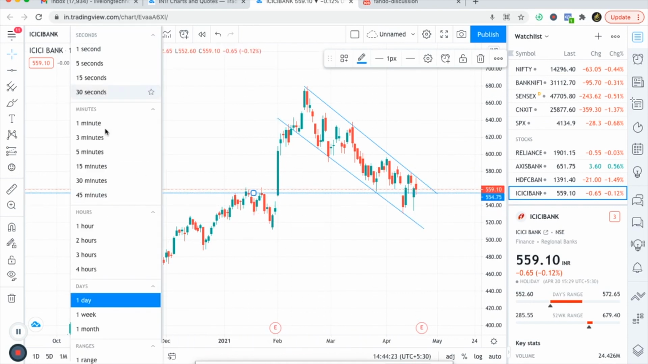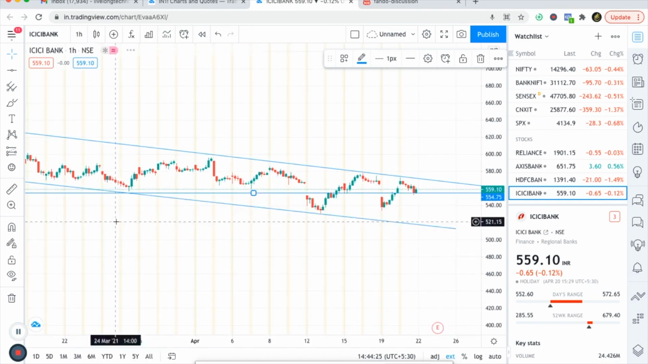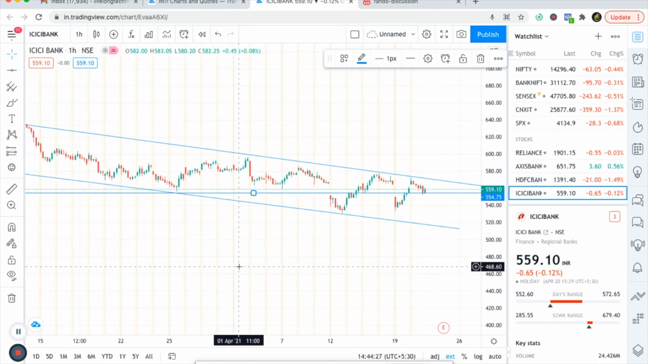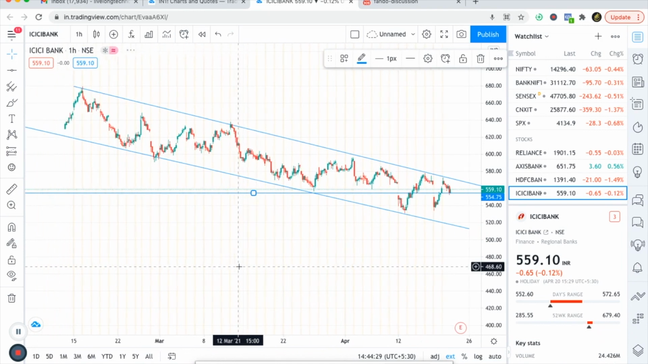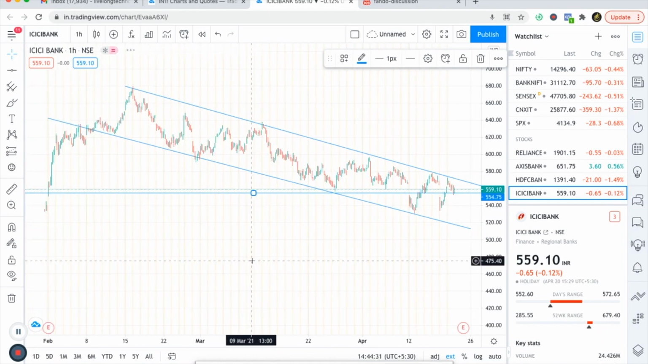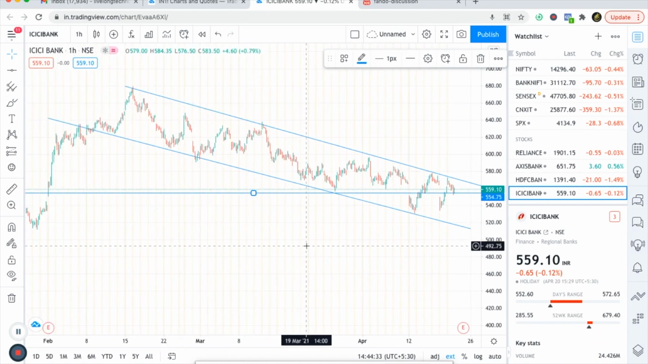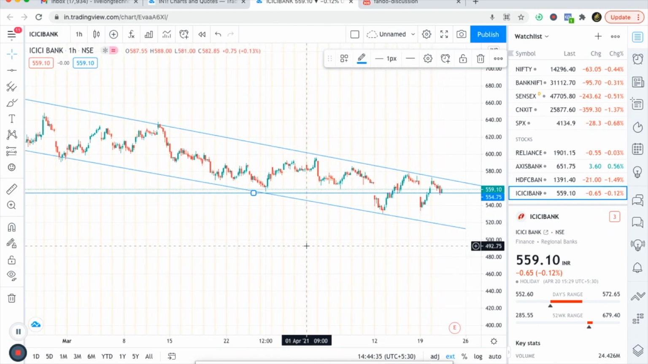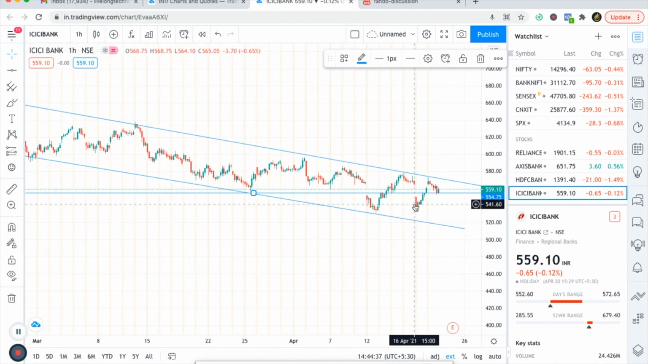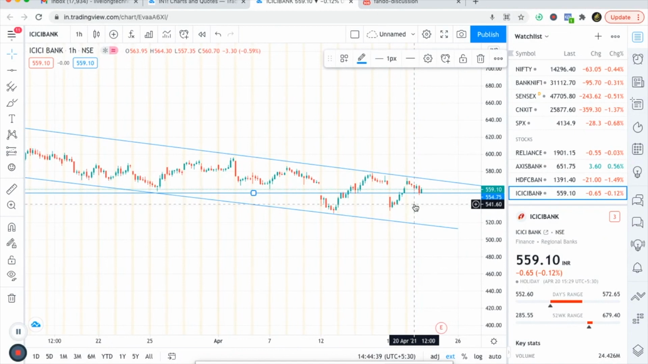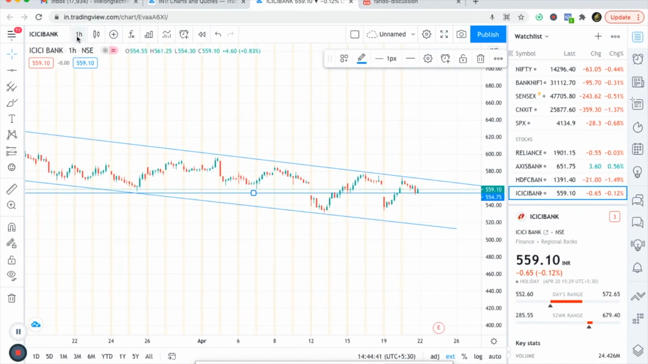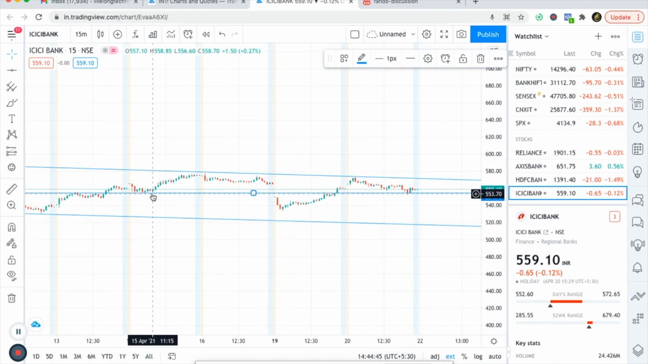Now let me get into the shorter time frame. First I'll get into the 1 hour time frame. In the 1 hour time frame, I just realized the price is actually being respected within these levels, and this horizontal level is also looking good. It is being tested again. It is looking good. Now I'll get into the shorter time frame. In the 15 minutes, something more specific can be observed.